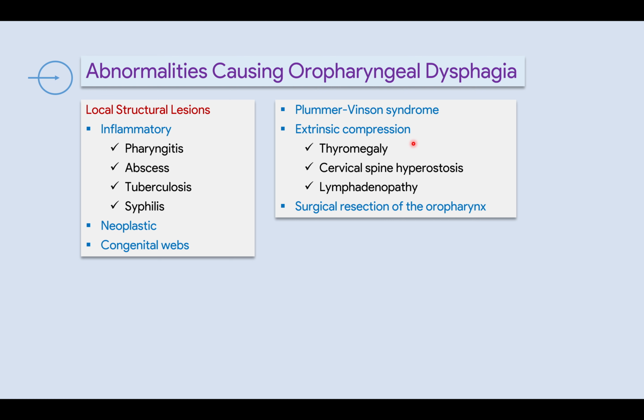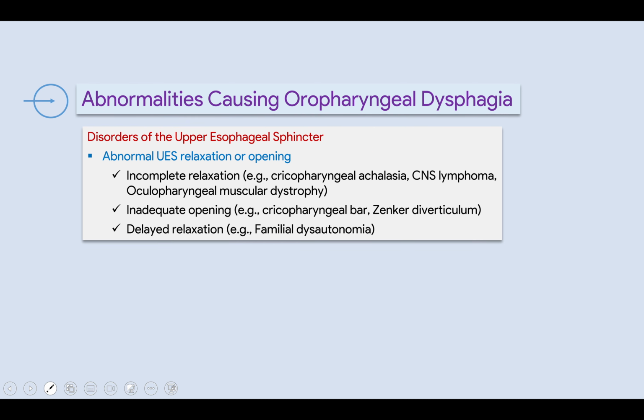Then extrinsic compression, such as thyromegaly. If the patient has a large thyroid, it will cause compression of the trachea and the esophagus, leading to difficulty in swallowing. Cervical spine hyperostosis: from posteriorly, it causes compression of the esophagus and will lead to dysphagia. Lymphadenopathy, that means enlarged lymph nodes around the esophagus, will cause compression of the esophagus and result in dysphagia. Or a surgical resection of the oropharynx. If some surgery has been done for neoplastic disease, it can result in oropharyngeal dysphagia.